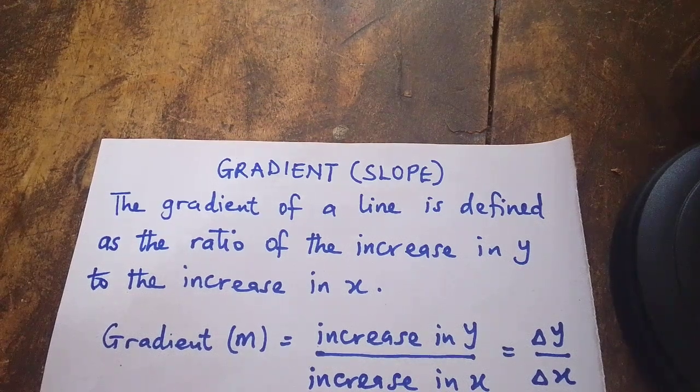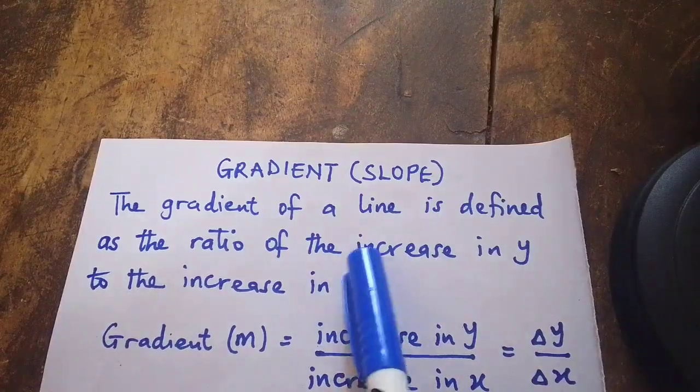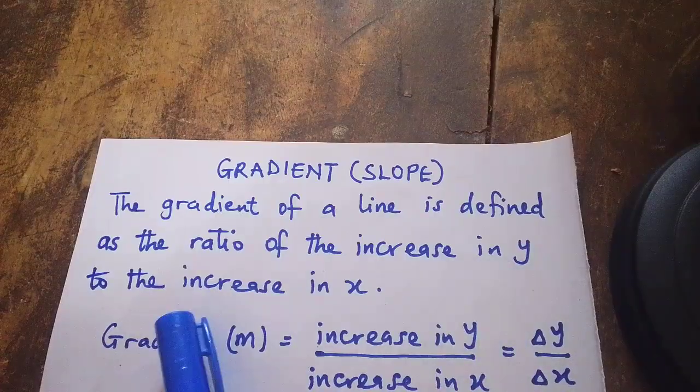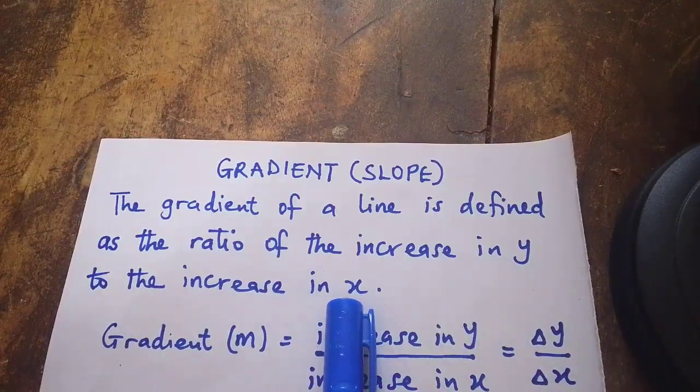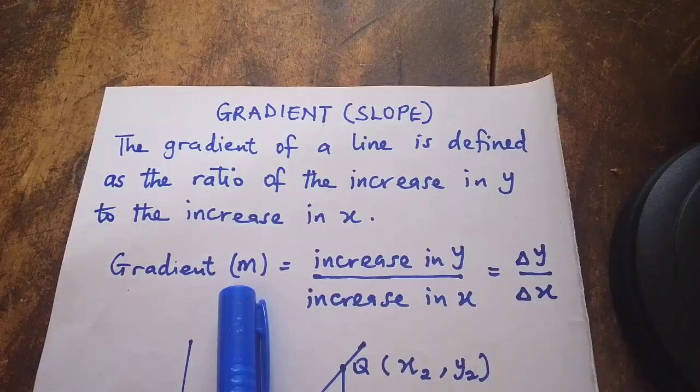Hello students, today we are looking at gradient. Gradient is also known as the slope of a line, so it can also be called slope. The gradient of a line is defined as the ratio of the increase in y to the increase in x. So m is used to denote gradient or slope.